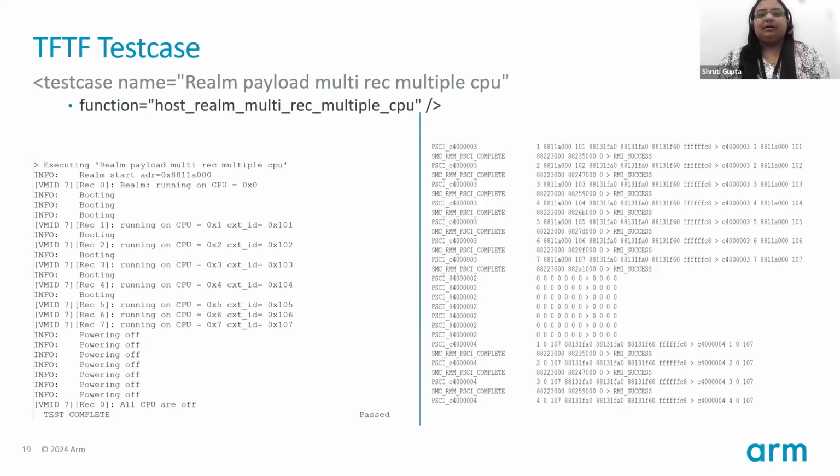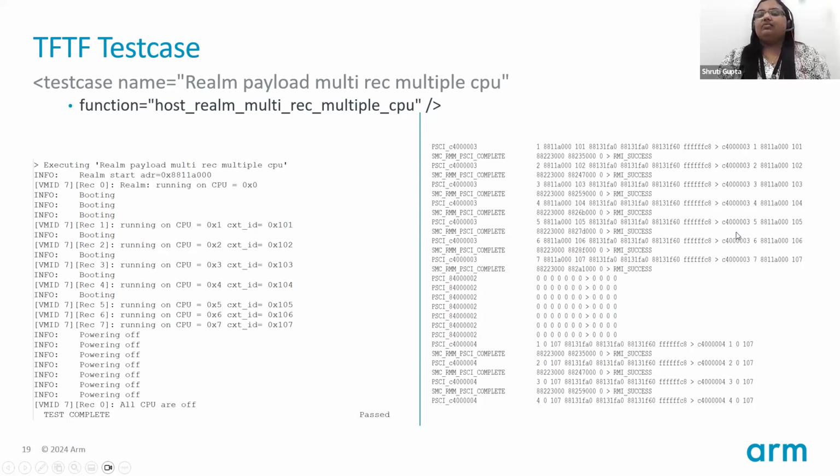So yeah, this is a test case. Just a snapshot of the logs, which says this executes multiple RECs on different CPUs. So these are a snapshot of the log. Any log which says vmid is the vmid for the realm, and this is the REC number 0, 1, 2, 3, 4. So these are the logs saying that each REC is running on its own CPU.